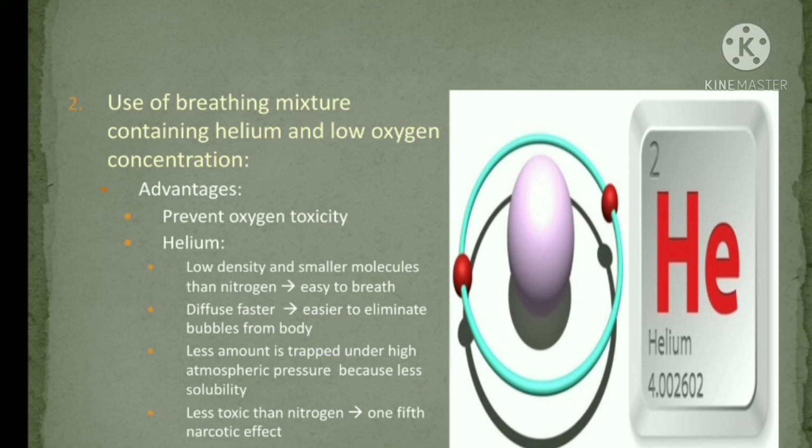Helium can diffuse faster and it is easy to eliminate from the body, and less helium is trapped under high atmospheric pressure because of its lower solubility. Helium also has less toxic effect than nitrogen. It has one-fifth the narcotic effect. Now, when this mixture is given at high atmospheric pressure, it can produce high pressure nervous syndrome.